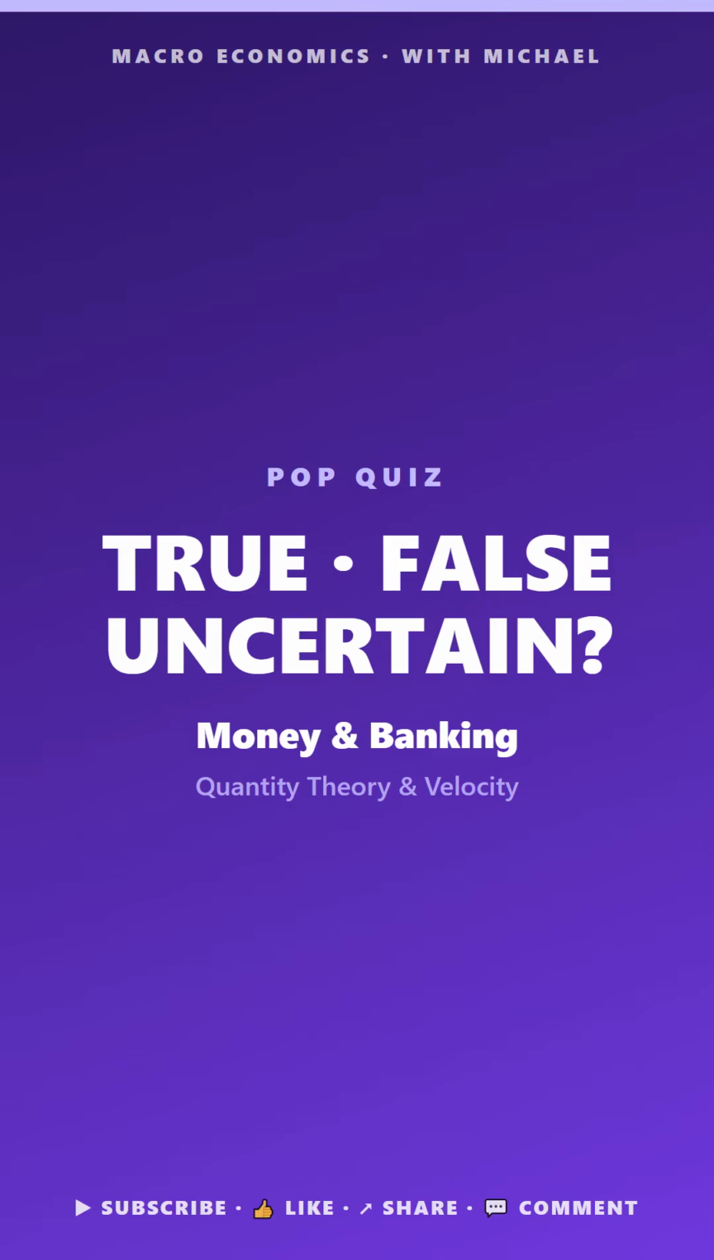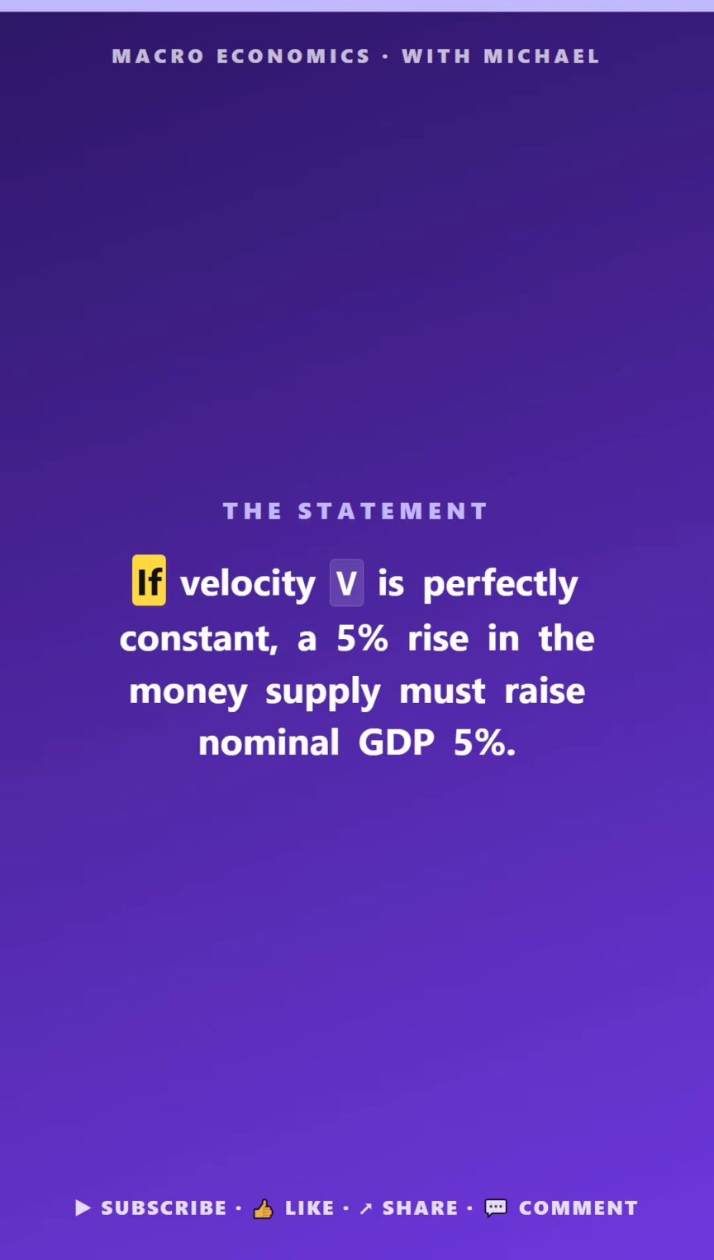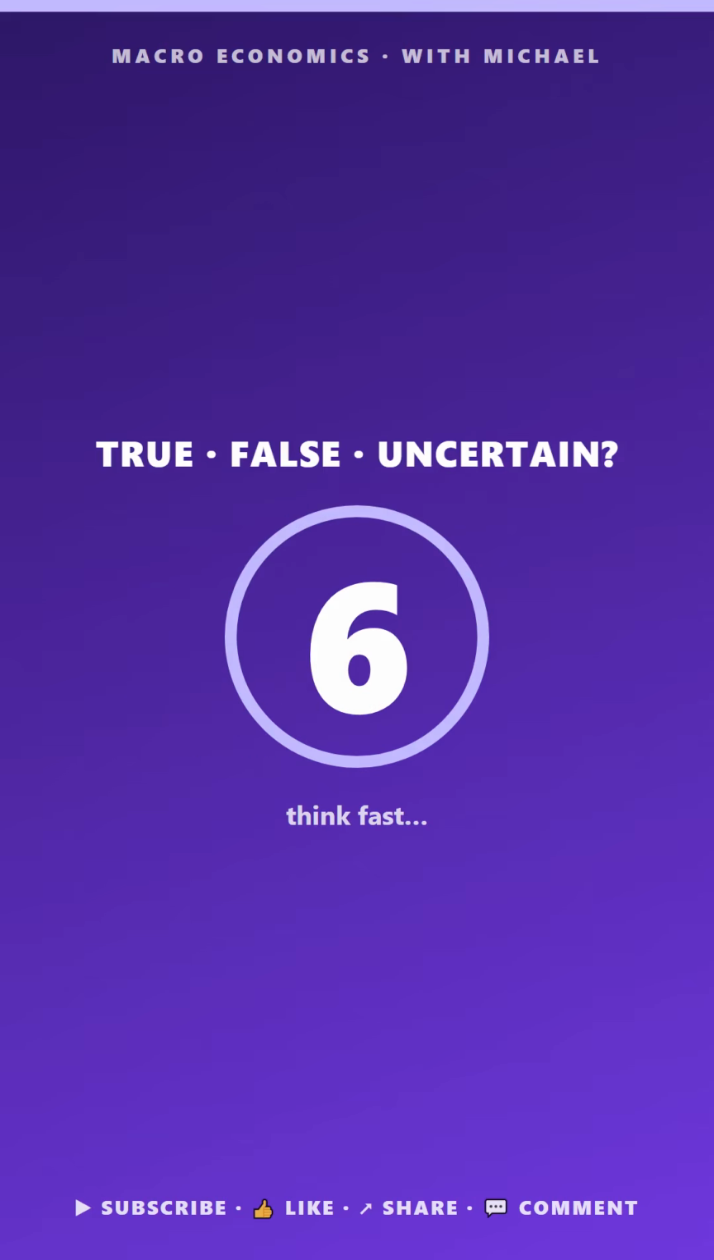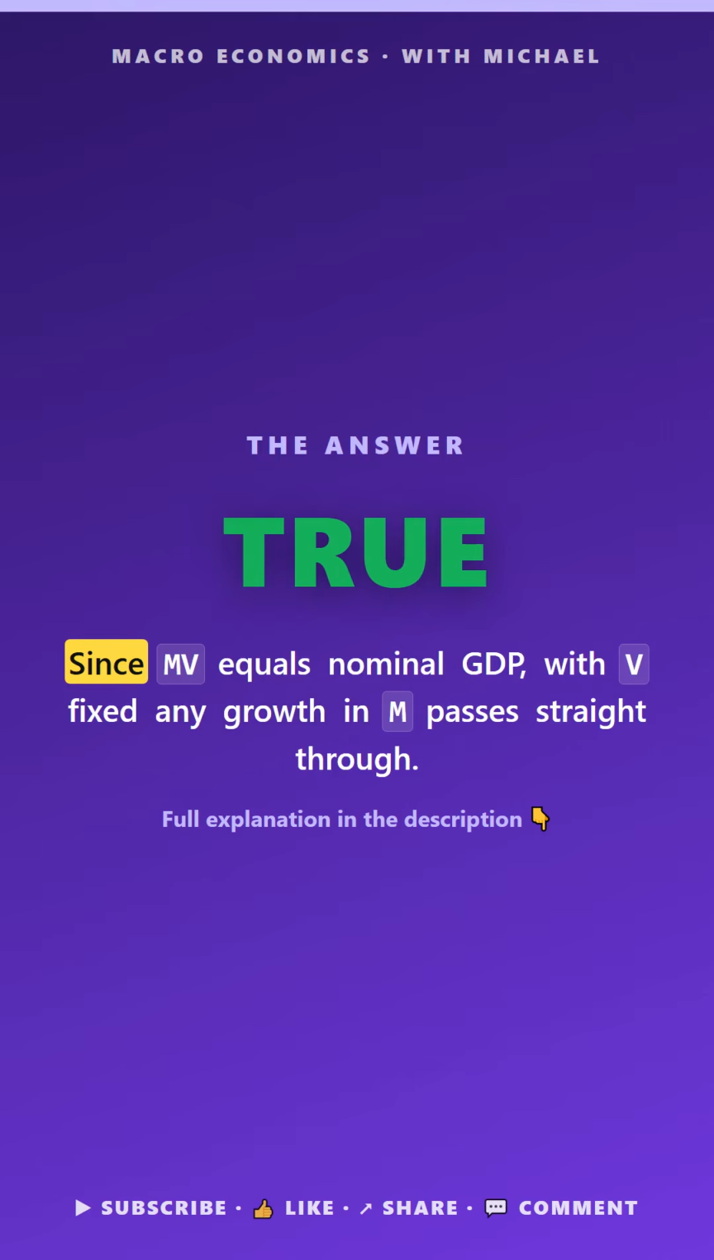Macro pop quiz. Money and banking. True, false, or uncertain. If velocity V is perfectly constant, a 5% rise in the money supply must raise nominal GDP 5%. The answer is true. Since MV equals nominal GDP, with V fixed, any growth in M raises nominal GDP equally.